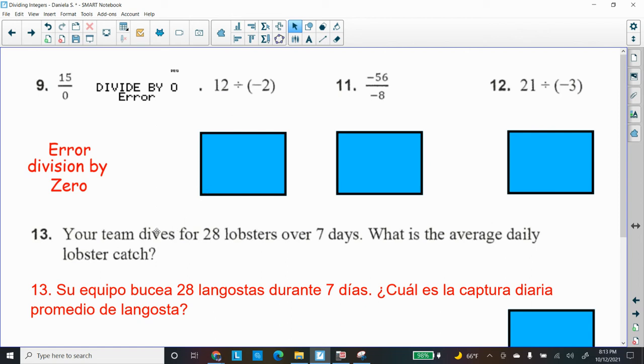So here's a good one down there. Your team dives for lobsters, 28 of them, over 7 days. What's the average daily lobster catch? So you're doing it over 7 days, so it looks to me like you have a division problem. 28 lobsters divided by 7 days. So what would be the average daily catch? So I would divide that and see what you get. How many lobsters per day?